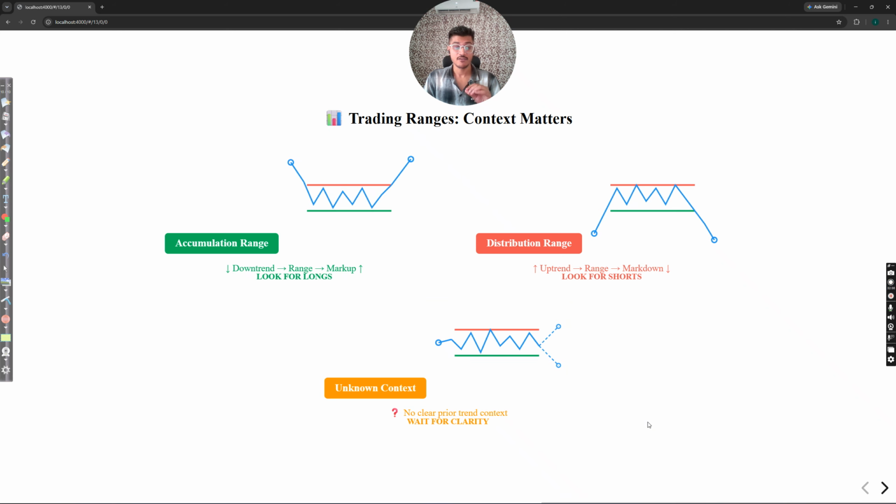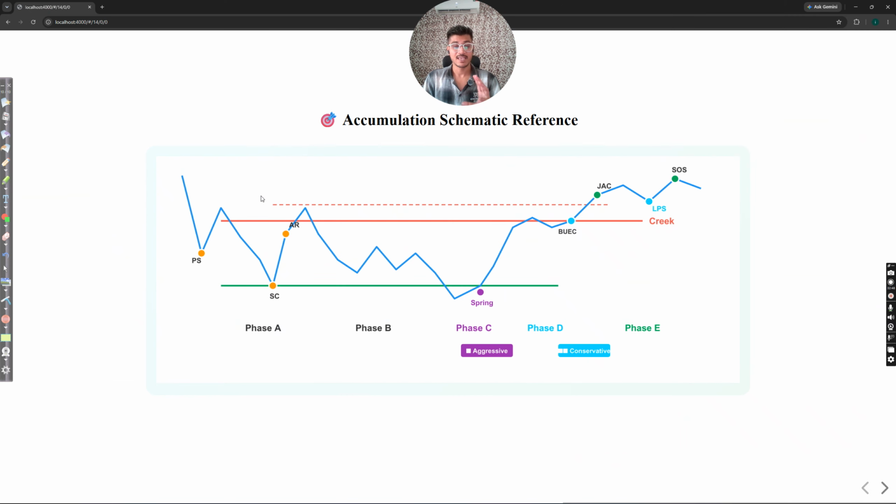So this is your accumulation schematic reference that I showed you guys. This is the ideal condition, if you will: you have preliminary support, selling climax, automatic rally. This is your phase A. Then phase B, phase C, the spring happens, and the aggressive approach is going to be there. Phase D, you're backing up action, and then LPS, and then sign of strength. So this is going to be phase D, transitioning into phase E.